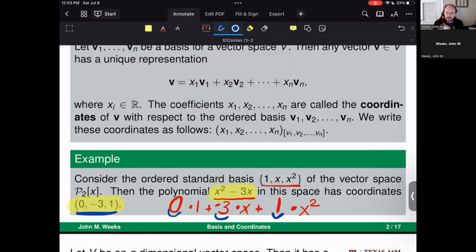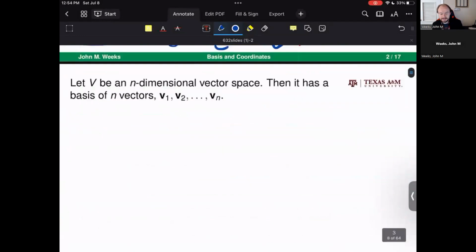By the way, it is important that we had the basis given to us in this order, because that told us the order in which to write our coordinates. If we had been given it in terms of x squared, x, and 1, we would have had to flip some coordinates around to get the coordinates that we need.